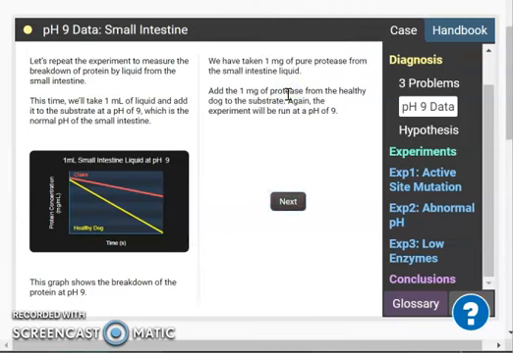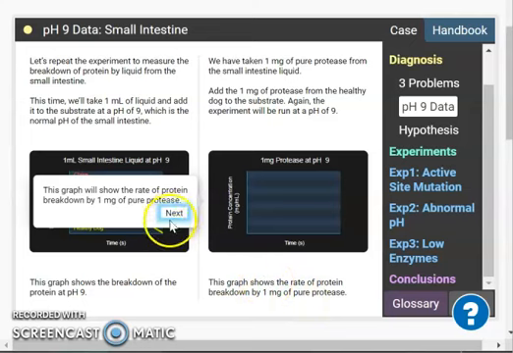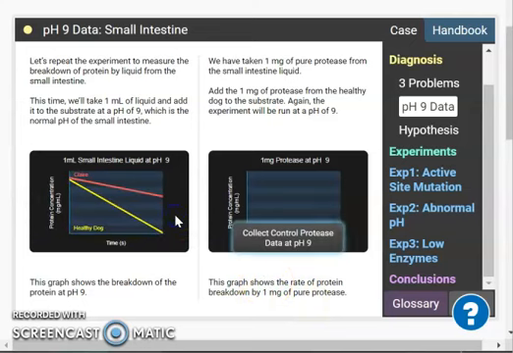We have taken 1 milligram of pure protease out of the small intestine liquid. So instead of just taking a milliliter, they sifted out 1 full milligram of pure protease from the small intestine liquid. And then we added that protease from the healthy dog to the substrate. And again, it'll show the rate of protein breakdown by milligram.